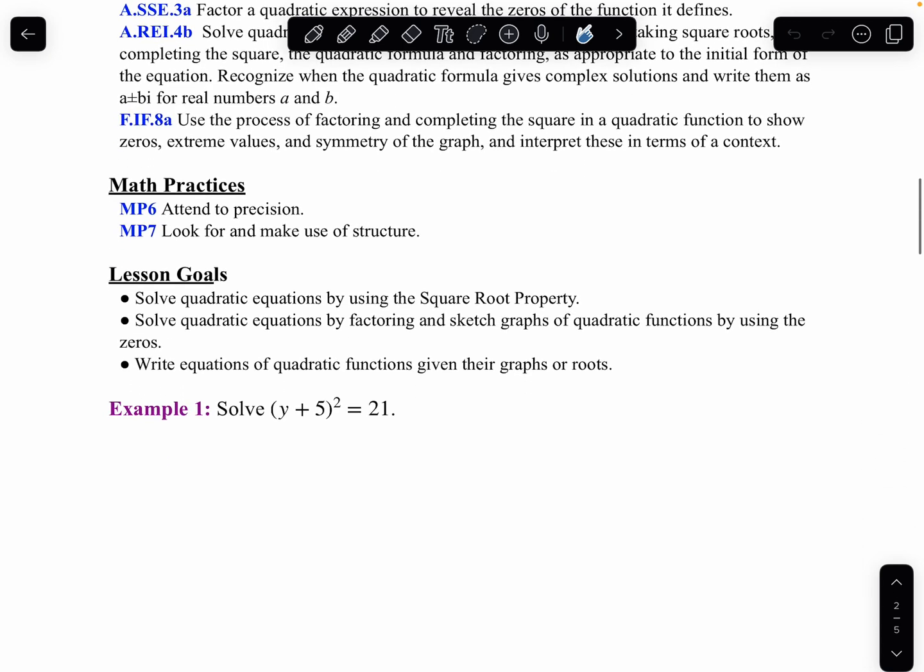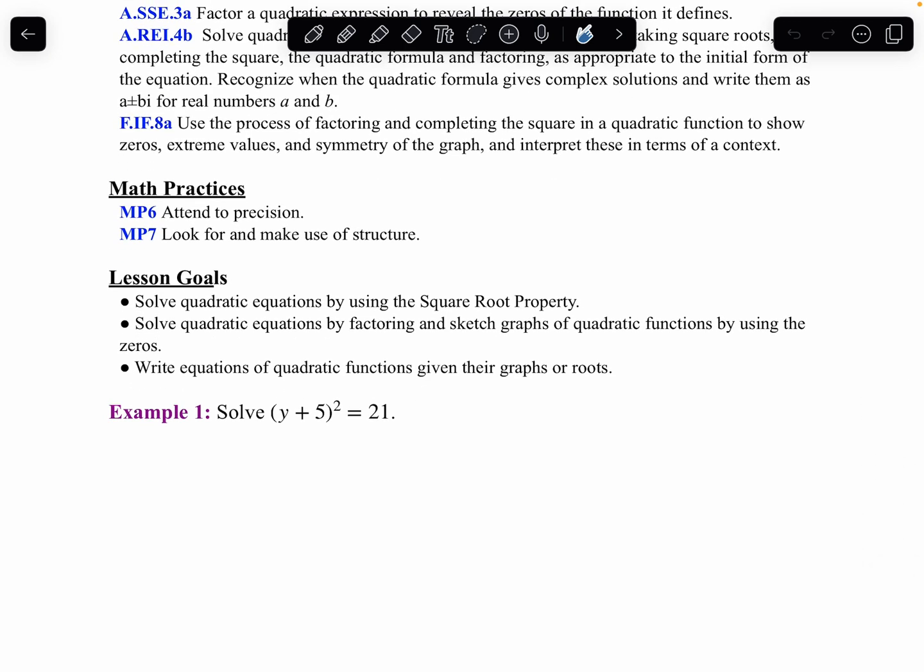And what we're going to do is extend beyond that, and we're going to solve quadratics by using the square root property, which was not what you discovered. What you discovered was solving by factoring, and then we're going to write the equations of quadratic functions if you're given the graph or their roots.